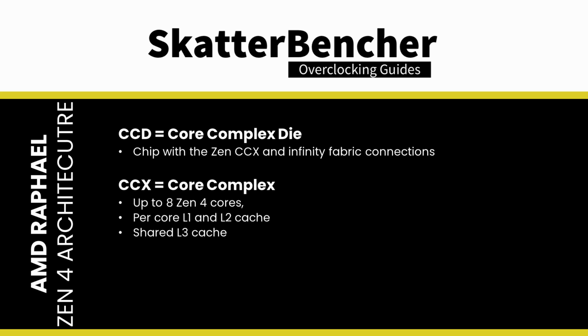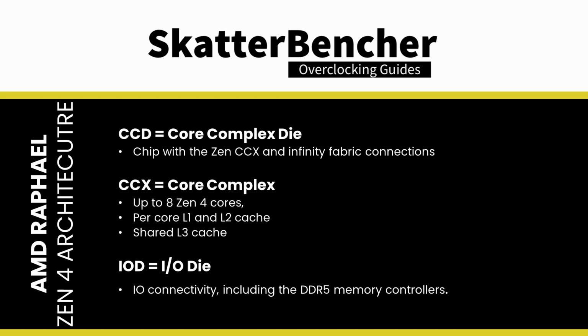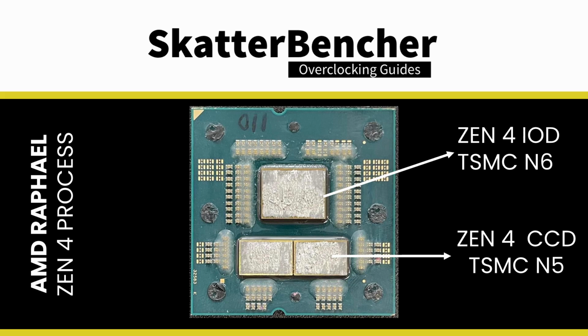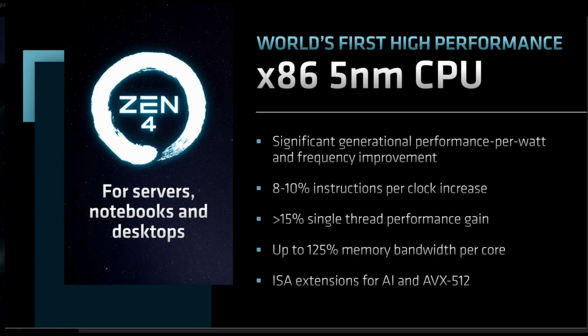CCX stands for Core Complex and contains up to 8 Zen 4 cores, each with their own L1 and L2 cache and a shared L3 cache. IOD stands for IO Die and includes all the IO connectivity, including the DDR5 memory controllers. Note that while the CCDs are fabricated on TSMC 5nm, the IO die is fabricated using TSMC 6nm. Key architectural differences between Zen 3 and Zen 4 include the following. Overall, architecturally, Zen 4 is more of an evolution than a revolution compared to Zen 3.